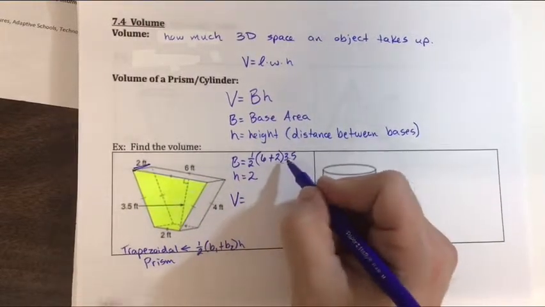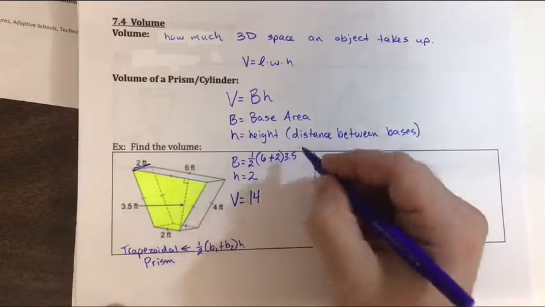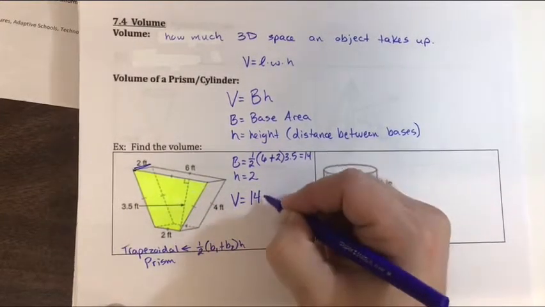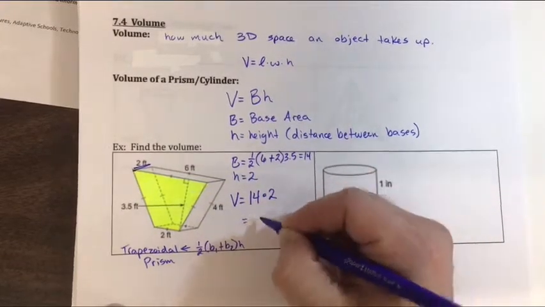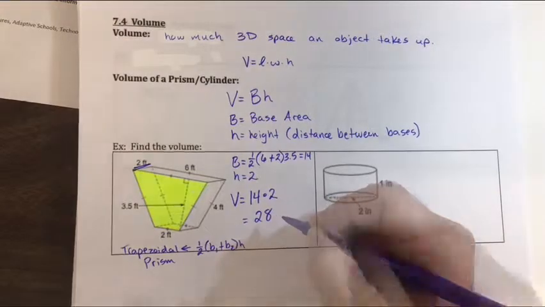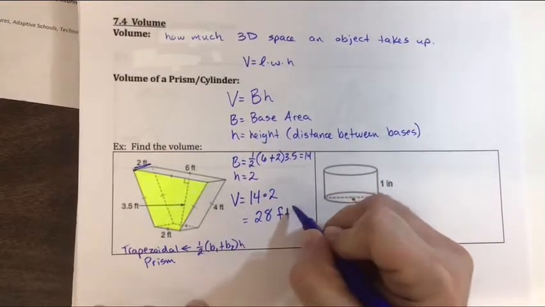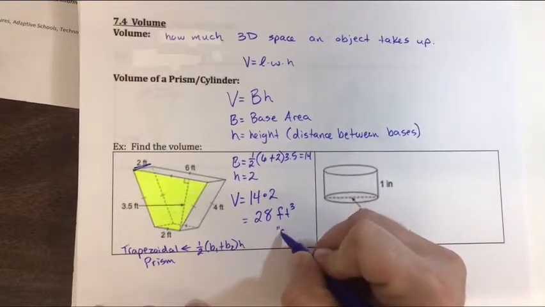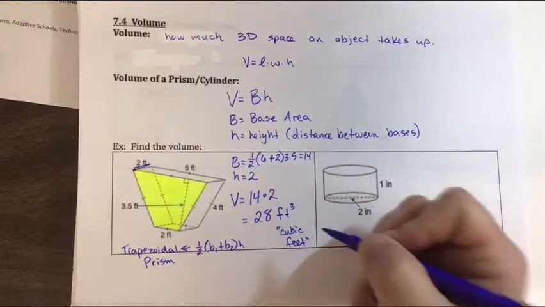So that base area works out to be a total of 14. But then our base area times my height of 2 gives me an overall volume of 28. Sorry, our volume is 28 feet cubed, or we would read that as cubic feet.